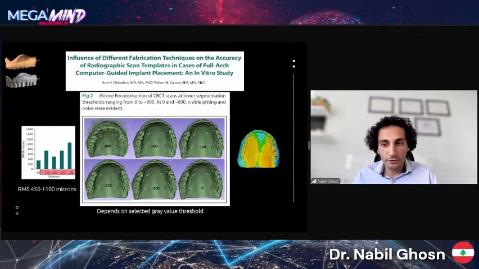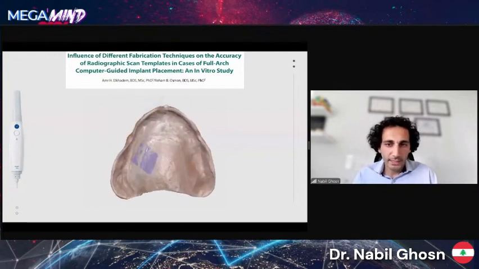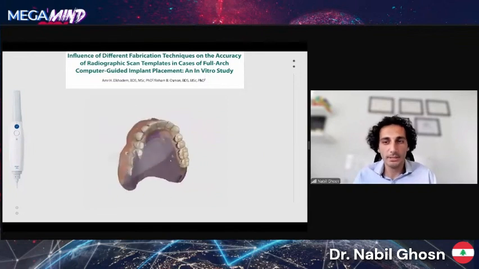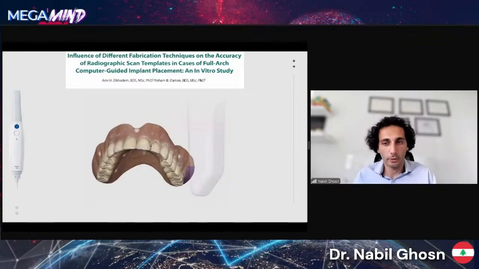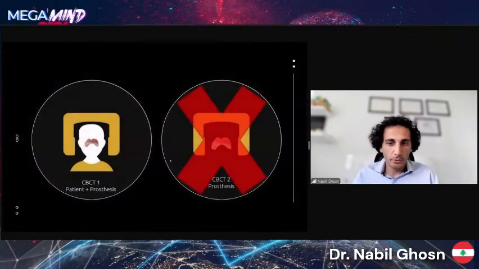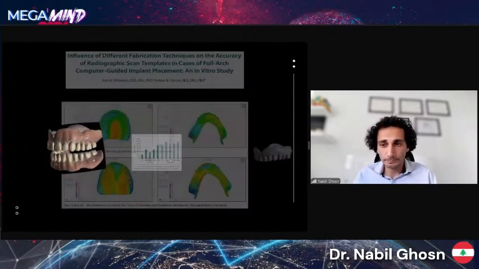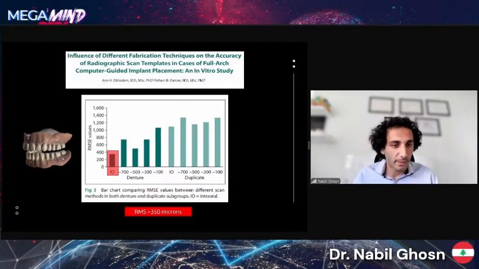And the values of deviation with root mean square can range from 450 microns to more than 1,000 microns. That's why, with the advent of intraoral scanners, several authors have recommended replacing the CBCT conversion of the denture by scanning it extraorally with an intraoral scanner. This approach allows us to skip a step for the second CBCT and increases the accuracy of this conversion to reach approximately 350 microns.